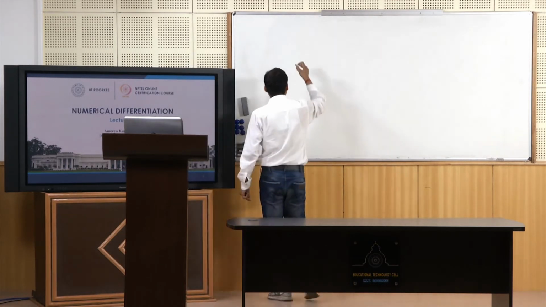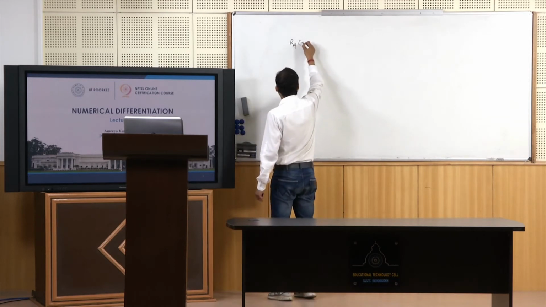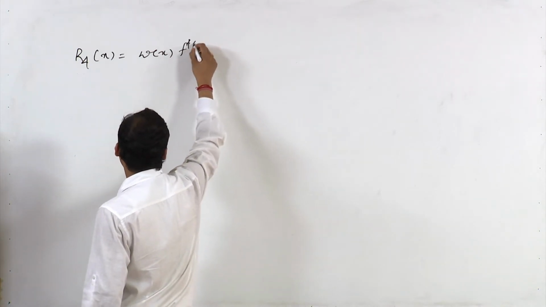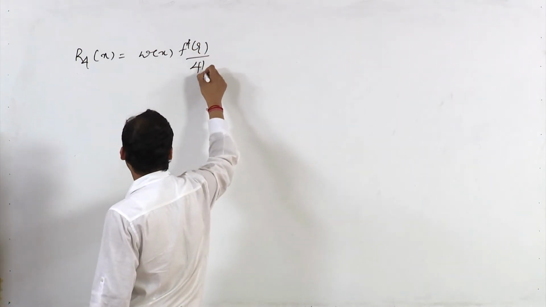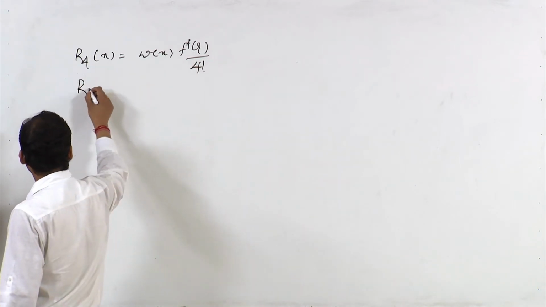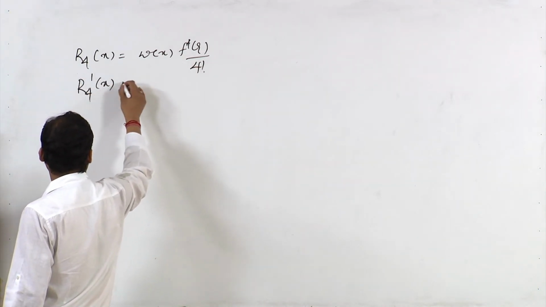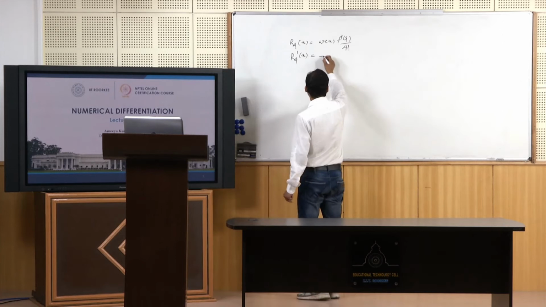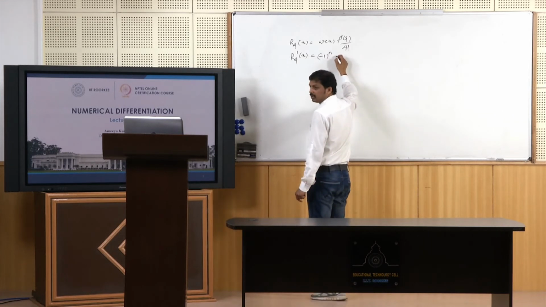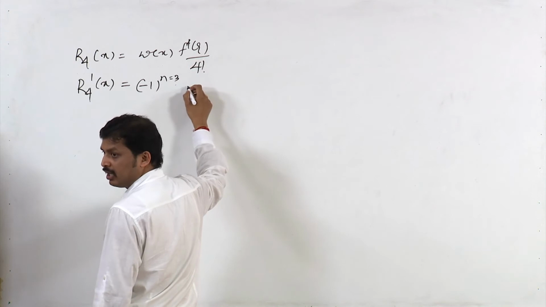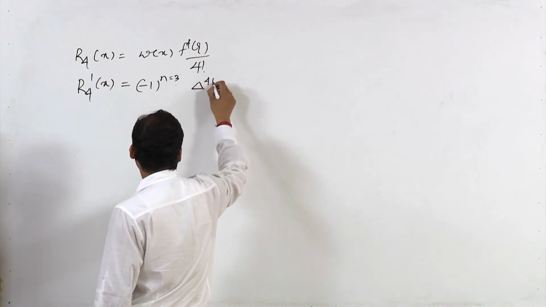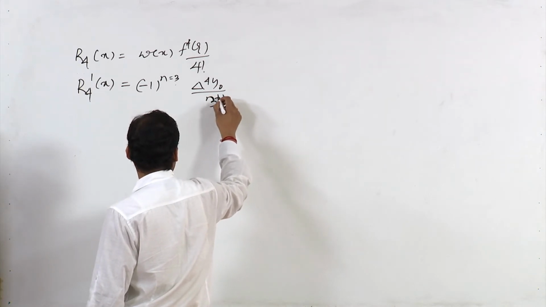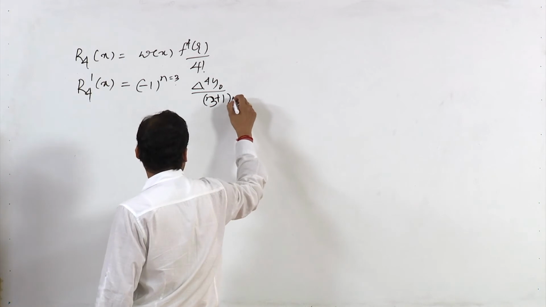So, R4 of x can be written as omega of x f to the power 4 of zeta by 4 factorial here. And in a differentiation form, if you write R4 dash of x, this can be written as minus 1 whole to the power n, that is n equals 3 there, and then we can write del to the power 4 of y0 by n plus 1, this means n is 3 here, so 3 plus 1, into h here.